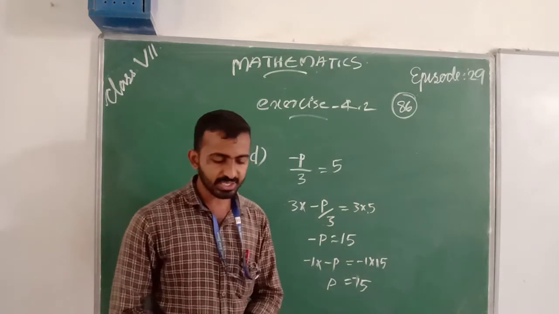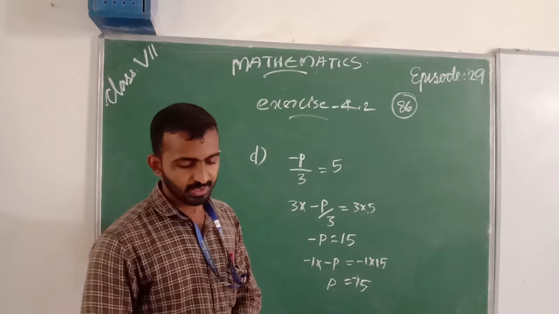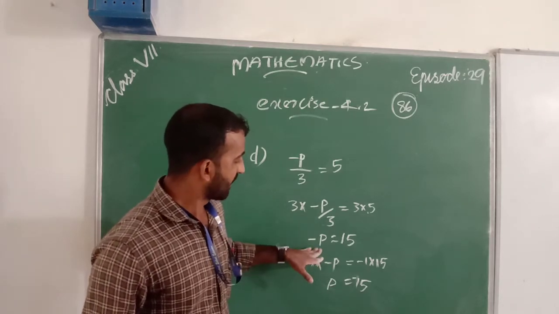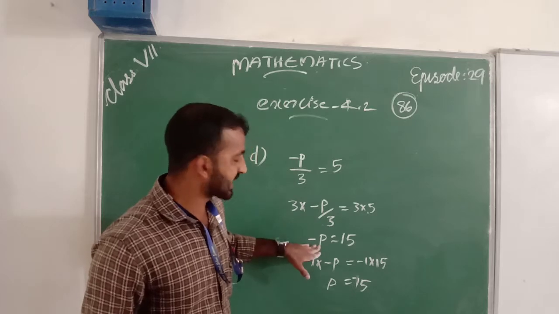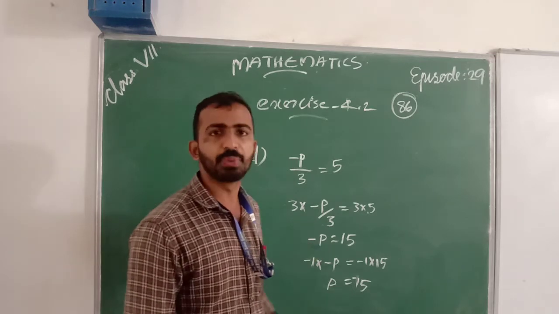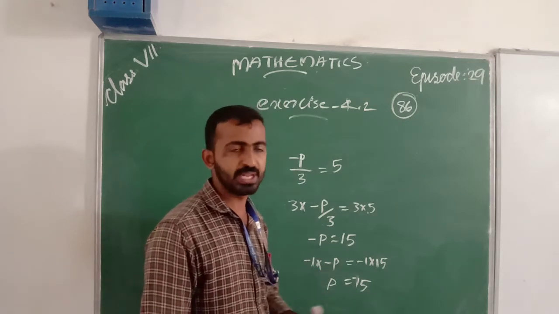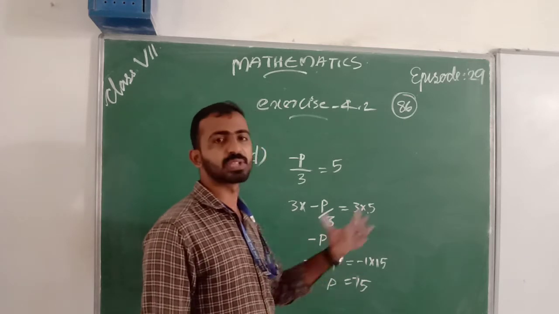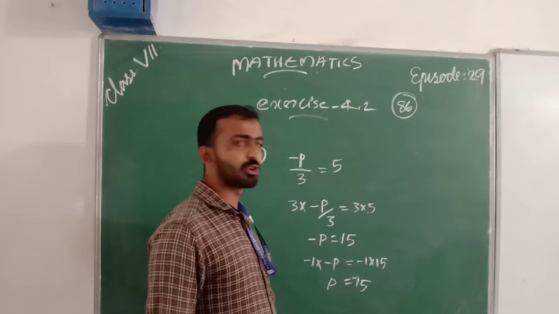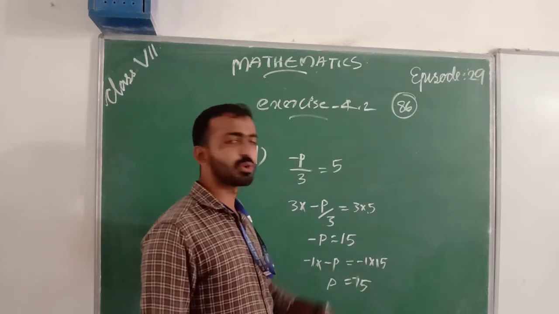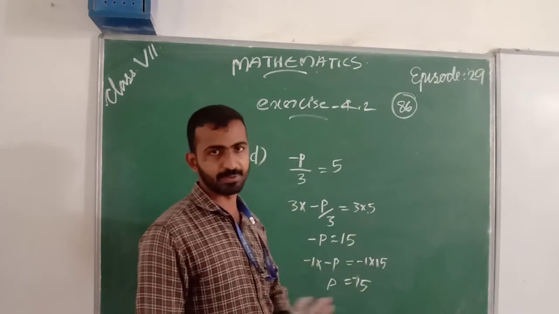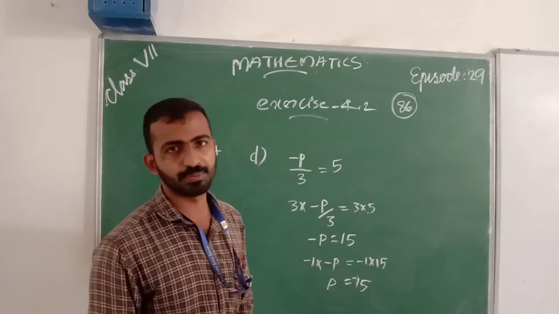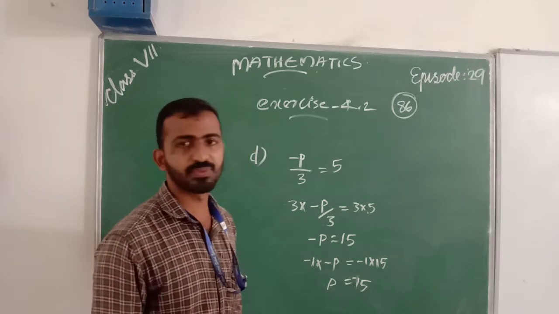And next what do we get? Here we have negative p, and we want to find the value of p for the solution. So we multiply negative 1 on both sides. Negative 1 into negative p equal to negative 1 into 15. That is p equal to negative 15.